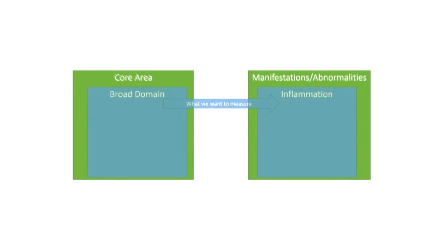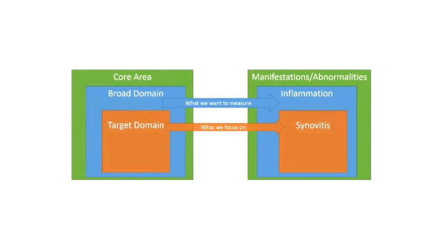First, we define into which of the four OMERACT core areas the broad domain fits. In this case, it is manifestations abnormalities. Next, we define the broad domain. This describes what we want to measure, inflammation in this example. Now we need to be more specific about what type of inflammation we want to focus on. This is the target domain, and in this example, we want to focus on synovitis, which is inflammation of the synovial membrane of the joint. The synovial membrane is the layer of connective tissue like cling wrap that covers the inside of a joint, such as the knee.